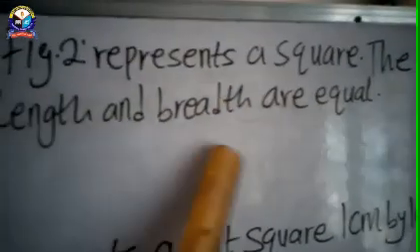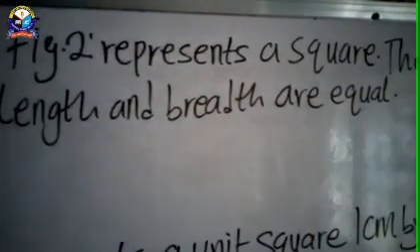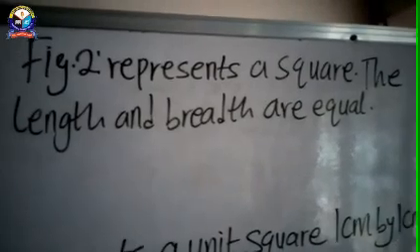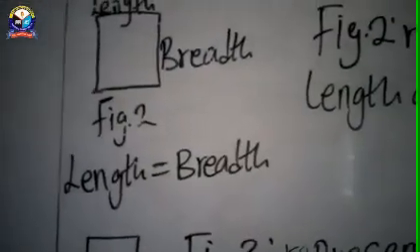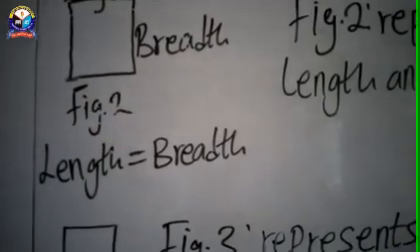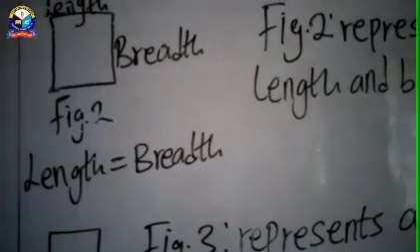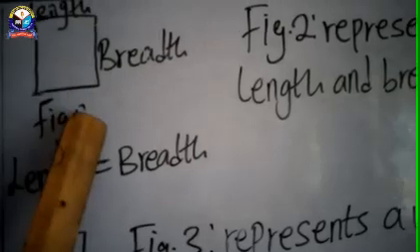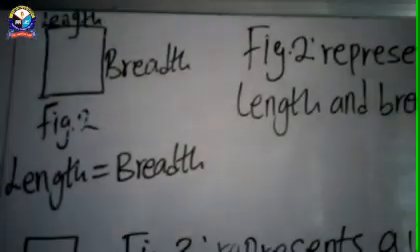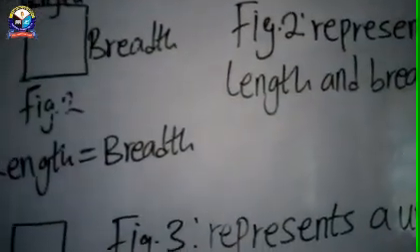Now let's go through. Figure 2 represents a square. The length and breadth are equal. That is the difference. The difference between rectangle and square is that in rectangle you have different sides, but in square the length and breadth are equal. For rectangle your length is different from your breadth.